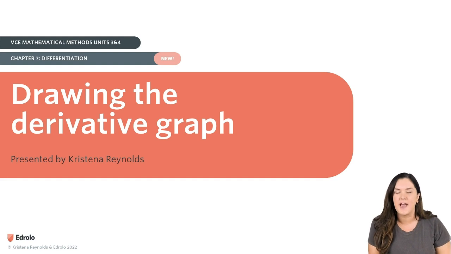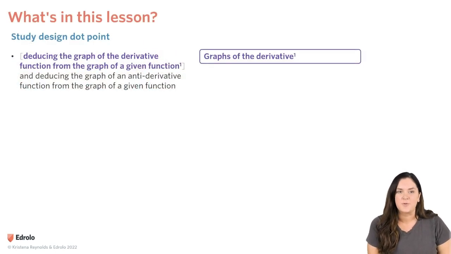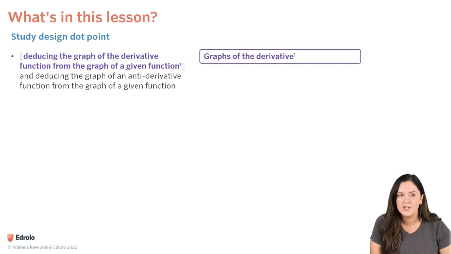So in simple terms, how the slope of a graph changes over time in the x-axis. Maybe this will help any budding rock climbers out there. So in this lesson, as I said, we'll be looking at graphs of the derivative, which focuses on the study design dot point. So deducing the graph of the derivative function from the graph of a given function. And we won't be looking at the graph of an antiderivative. We'll be looking at that in another chapter.